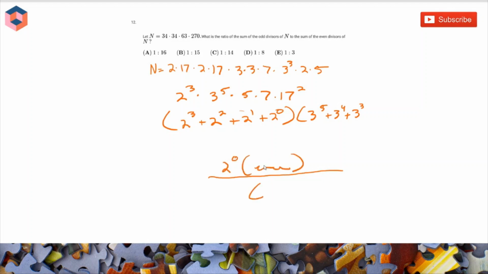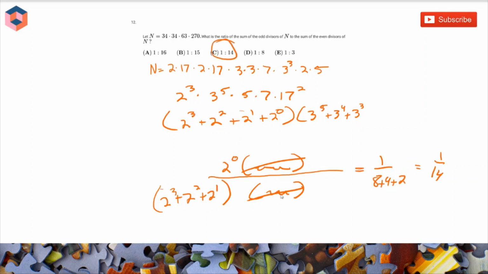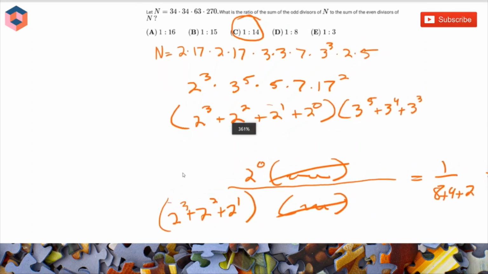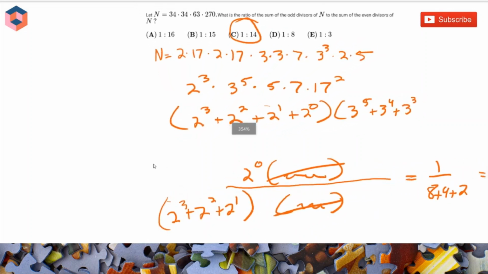So this rest of the stuff will stay the same on both the odd divisors and the even divisors in the multiplication, so we can cancel it out. On the bottom, we'll have 2 cubed plus 2 squared plus 2 to the power of 1, but not 2 to the power of 0, since that would mean it's odd. This is just 1 over 8 plus 4 plus 2, which gives us 1 over 14. So our answer is 1 over 14. Now this question probably seems very confusing if you've never seen this formula before, but that's the way you would go proceeding and go on solving this problem.